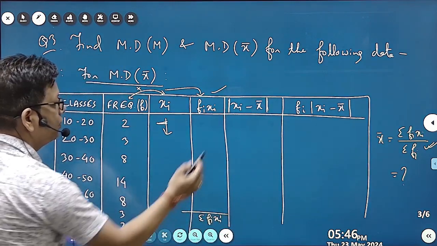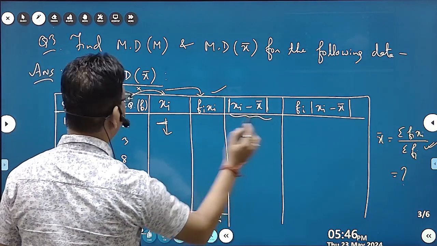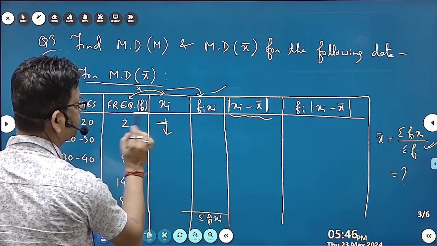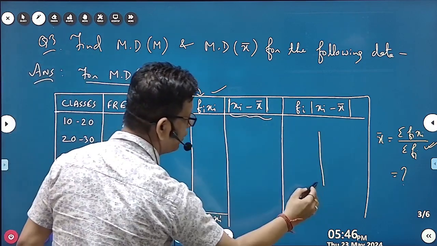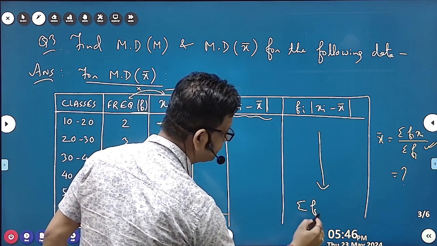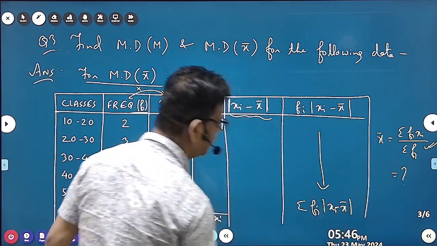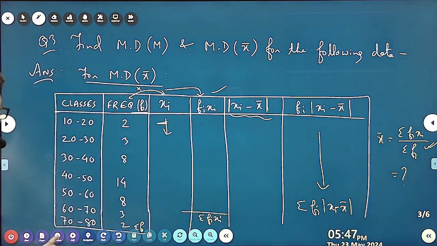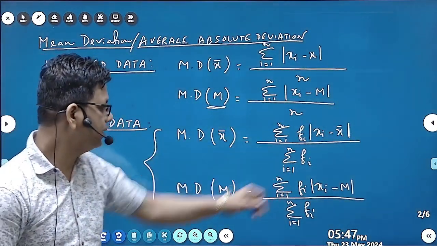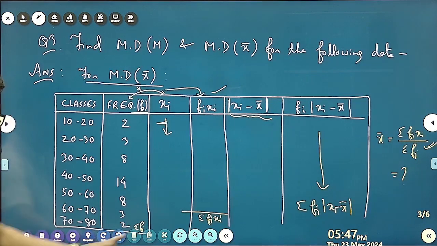And finally, with this column, once again you multiply which one? Fi. Okay. Then finally, take their summation. And then just put in the formula, because summation of fi will be already ready here. Just put in the formula and get the required value.